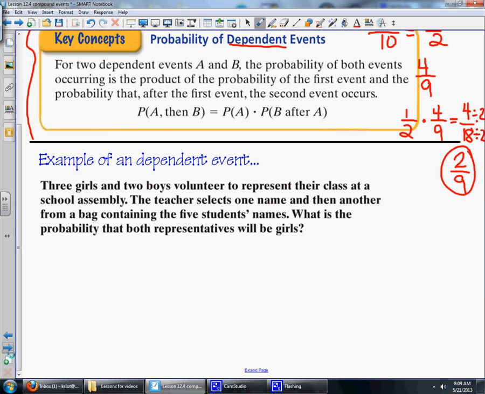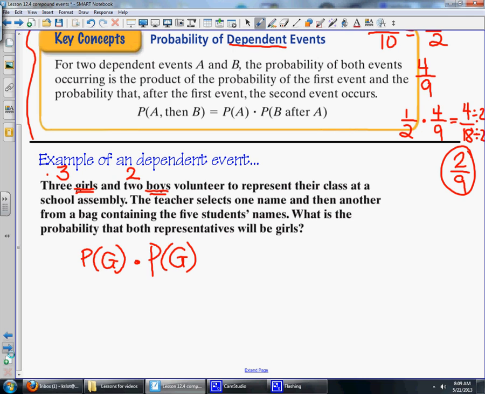3 girls and 2 boys volunteer to represent their class at a school assembly. So this is important here. We have 3 girls and we have 2 boys. The teacher selects one name and then another from a bag containing the 5 students' names. What is the probability that both representatives will be girls? So we want the probability of a girl, and we're going to multiply it by the probability of a girl. Now remember, we're not going to put the first person's name back in the bag.